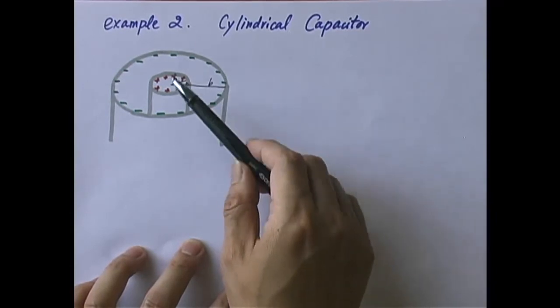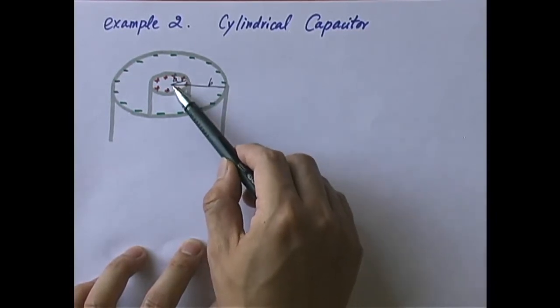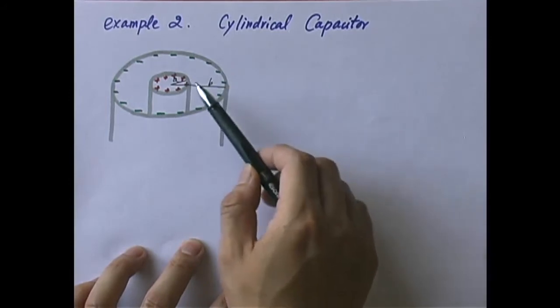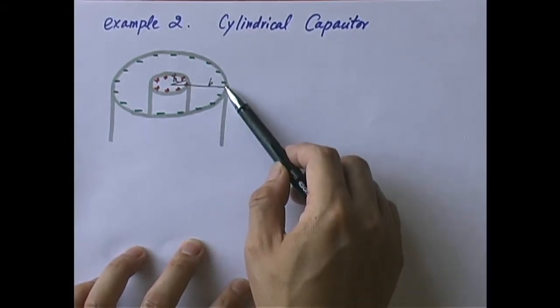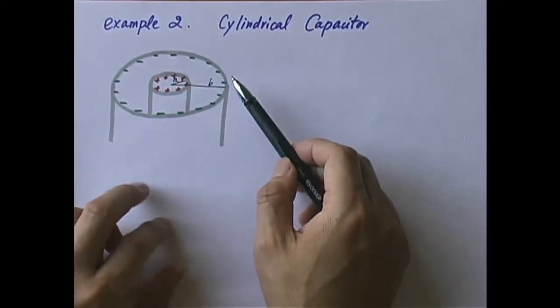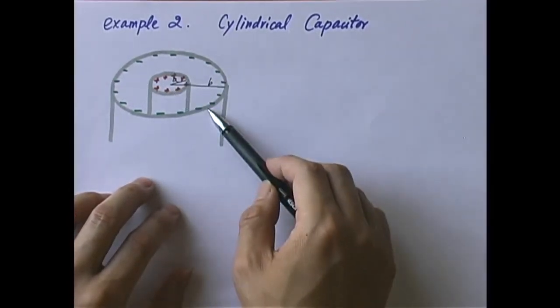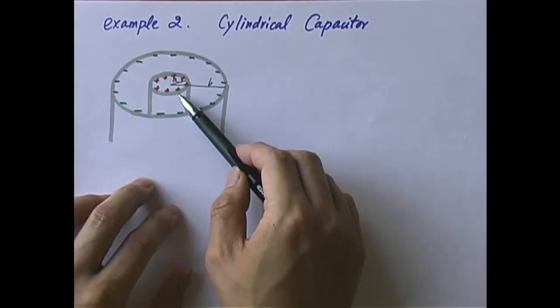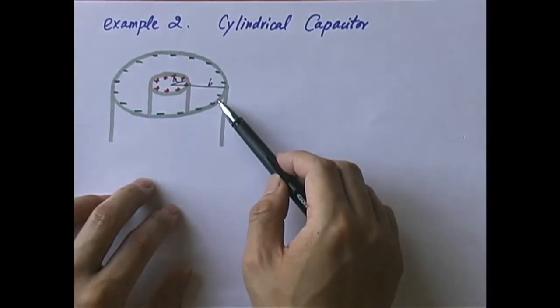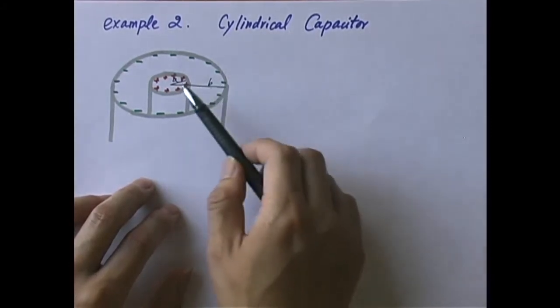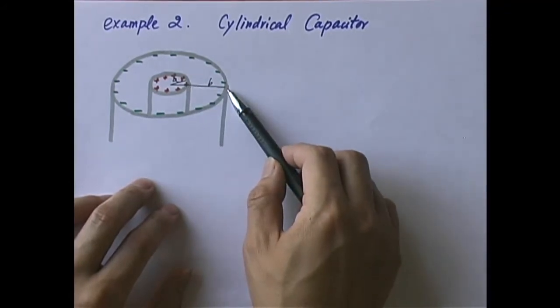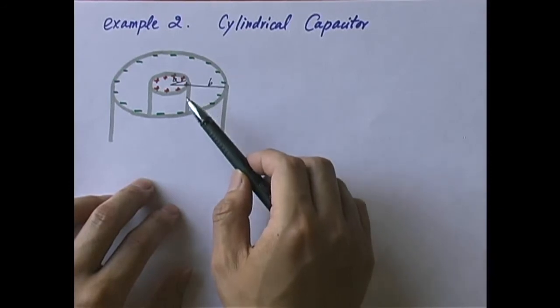The radius of the inner cylinder is A, and the radius of the outer shell is B. And in between A and B, there is an electric field, radially outwards, of course. What I'm going to do is charge the inner cylinder and outer shell so that the inner cylinder is positively charged and the outer shell is negatively charged. There is now a potential difference between here and there. If we calculate that potential difference, then we can find the capacitance.